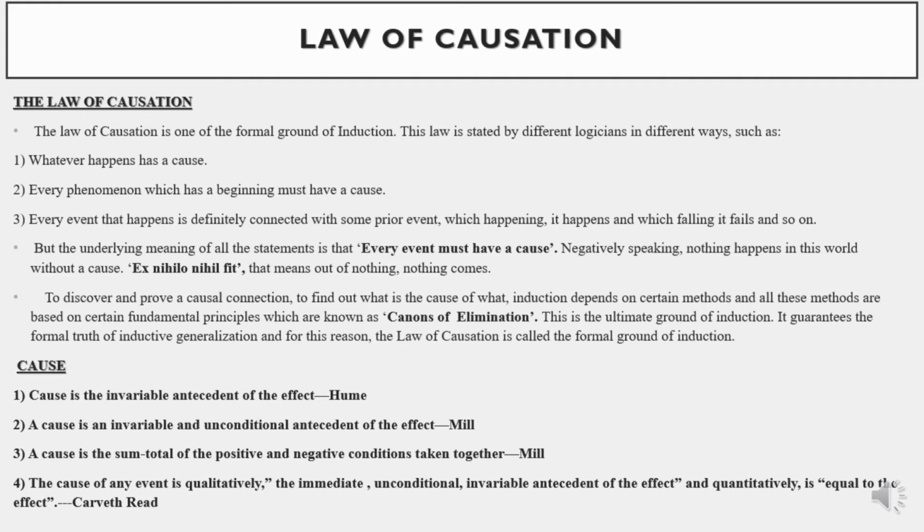The aim of scientific induction is to establish a general real proposition on the basis of observation of particular instances. It can do so with all certainty by discovering and proving causal connection. To discover and prove a causal connection, to find out what is the cause of what, induction depends on certain methods, and all these methods are based on certain fundamental principles, which are known as canons of elimination. These canons of elimination, again, are deduced from the law of causation.